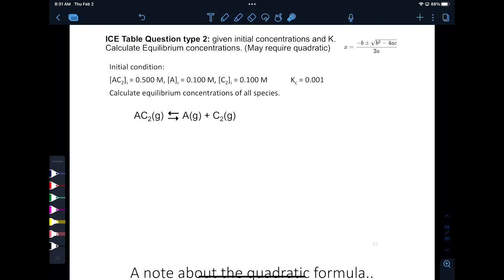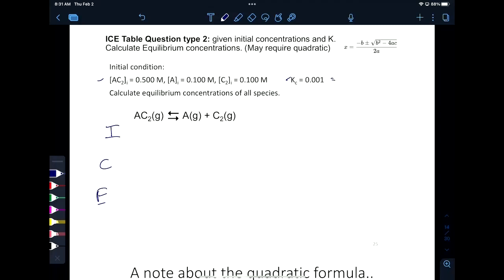Okay. So here's the second type of question. So it's not the Sudoku method. I call this the quadratic formula method. It's where you're given initial concentrations and K, and you need to figure out the equilibrium line. But the process is still the same, where we need to fill in our ice tables and figure out, okay, what do we know? What do we not know? All right, so here are the initial concentrations. There is Kc. Calculate equilibrium concentrations of all the species.